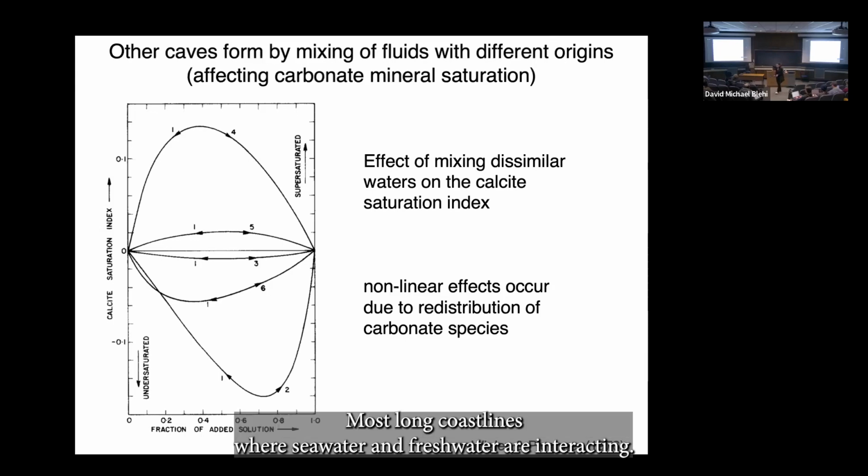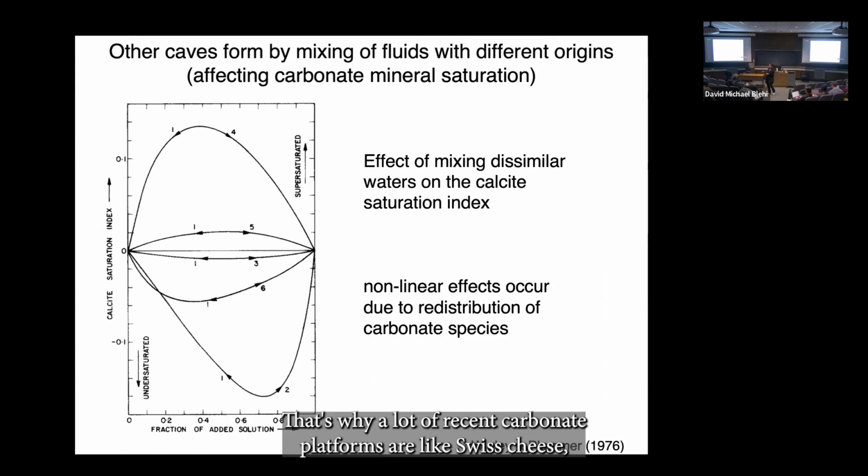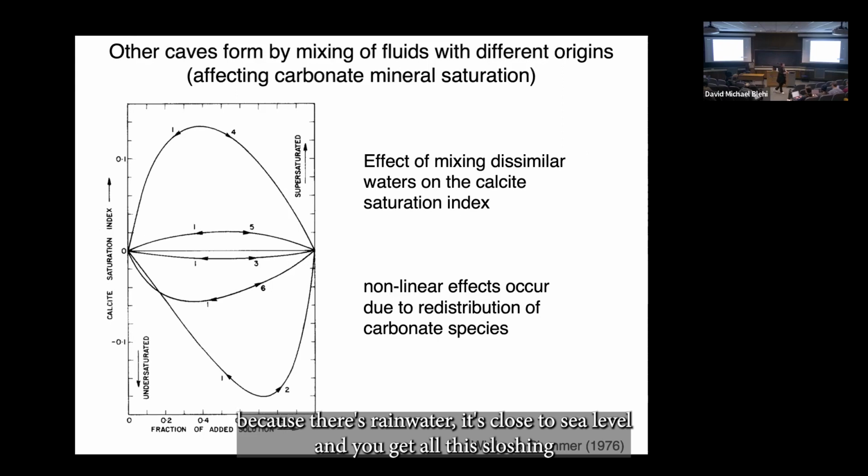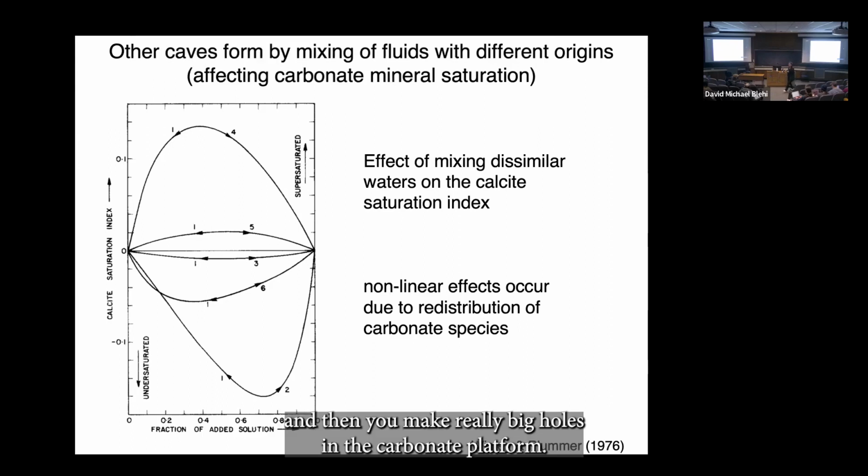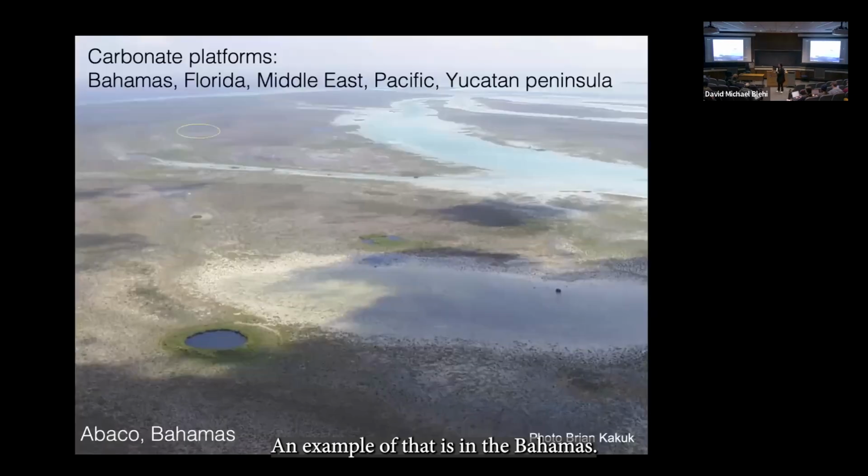And where do you see this happening most? Along coastlines where seawater and freshwater are interacting. That's why a lot of recent carbonate platforms are like a Swiss cheese, because there's rainwater, it's close to sea level, and you get all this tidal action, sloshing this rainwater and the seawater together, and then you make really big holes in the carbonate platform. An example of that is the Bahamas.